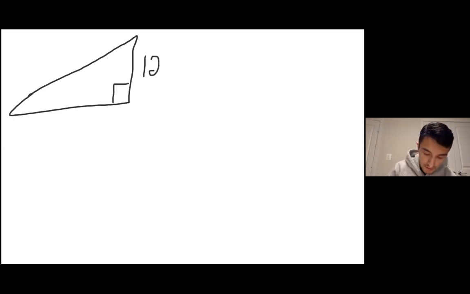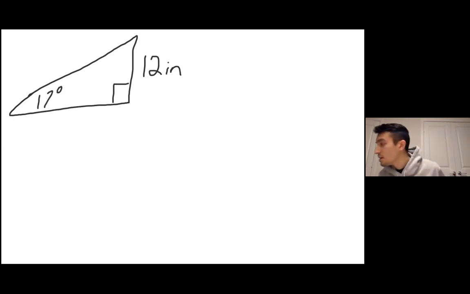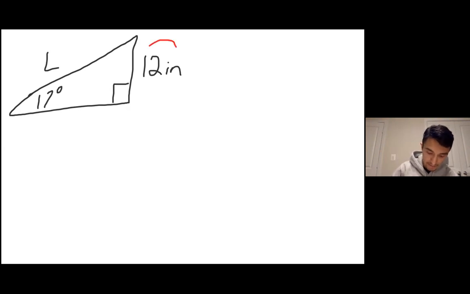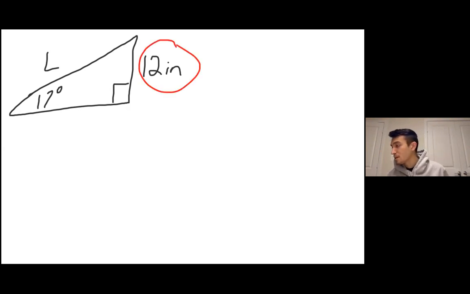So here's the drawing. I've got a right angle here, and this says 12 inches. And then this says 17 degrees. And this is L, so unknown, right? The word problem says a skateboard ramp will have a height of 12 inches. So that's right here. And the angle between the ramp and the ground will be 17 degrees.